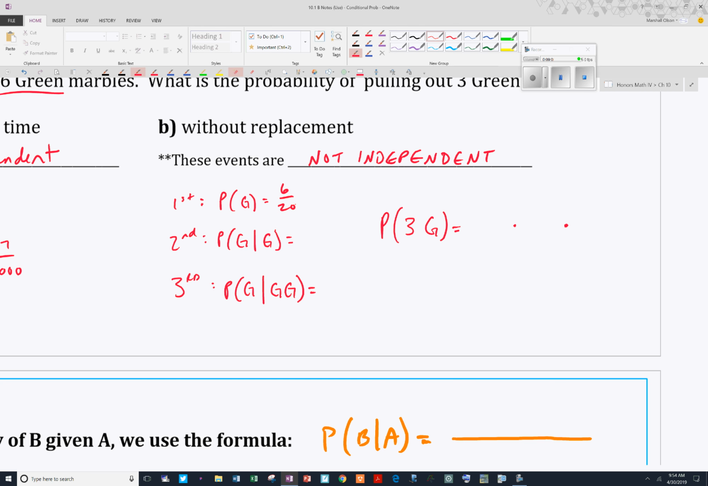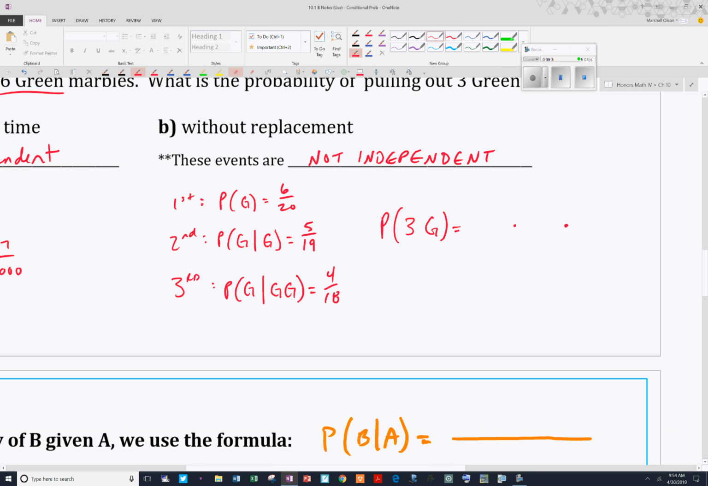But the probability of getting a green marble given that you've already gotten a green marble, and here's why I left these as fractions instead of turning them into a decimal. What does that become then? 5/19. There's only 19 marbles left in the bag. You have not replaced any marbles, and there's only 5 greens left in the bag. And then the third probability is the probability of getting a green given that you've gotten 2 greens already. Now that would be 4/18.